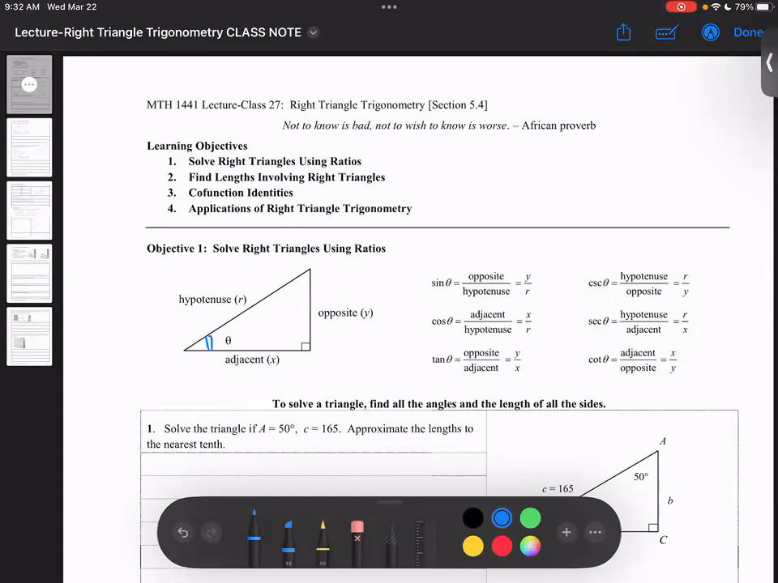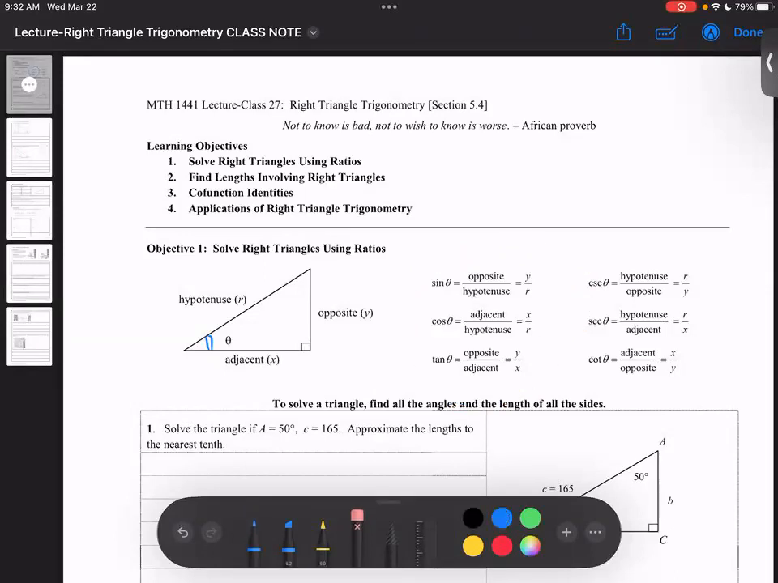And for the other three, you don't have to remember. All you have to do is take the reciprocal of each of those, right? So for example, cotangent will be the reciprocal of tangent. Instead of y over x, it will be x over y. Secant is the reciprocal of cosine. And cosecant is the reciprocal of sine. So all you have to do is remember the first three, and for the other three, you just flip it.